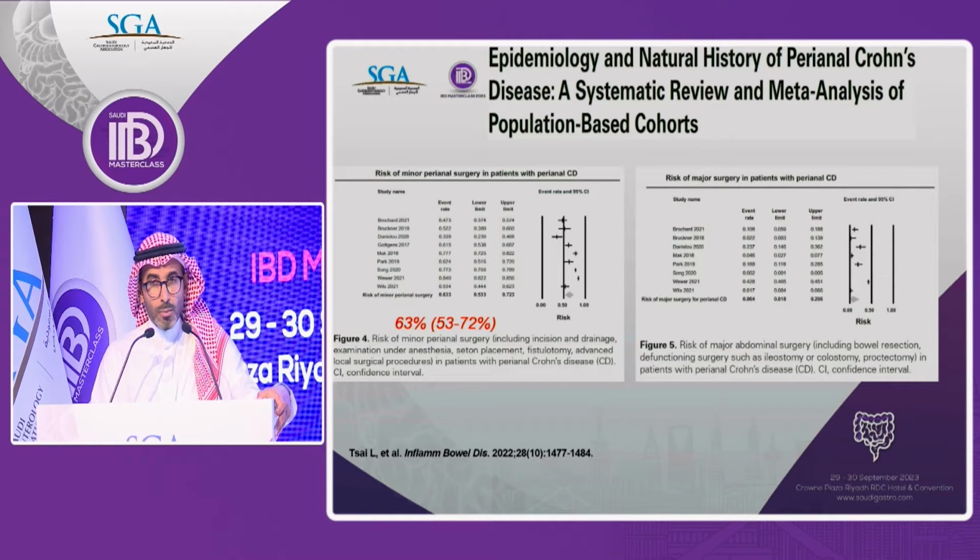Almost two-thirds of them require minor surgery, either fistulotomy, seton insertion, flap insertion, and other minor surgery. And only 6% require a major surgery like proctectomy, colostomy, and diverting ileostomy.